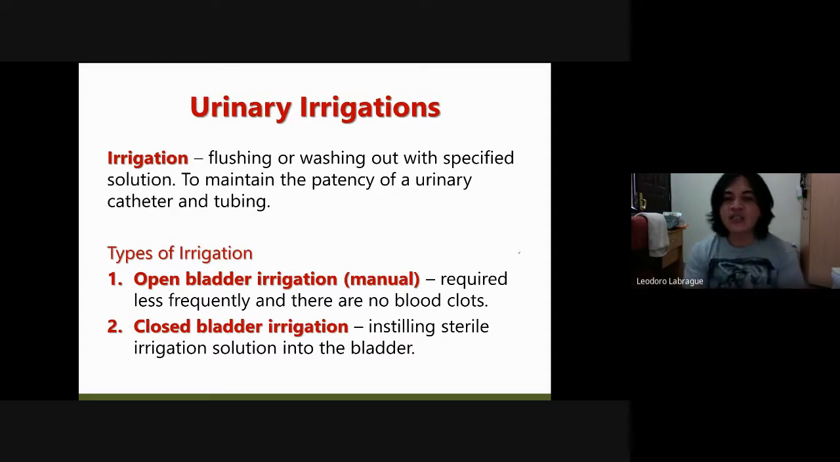Urinary irrigation. If the patient had surgery of the bladder, the kidneys, or the urinary system, normally we perform urinary irrigation. Urinary irrigation is defined as flushing or washing with the use of a solution and with the use of a urinary catheter.